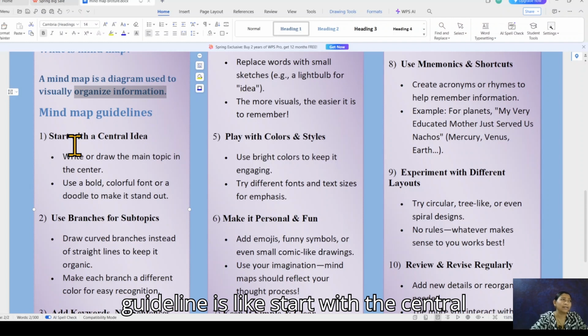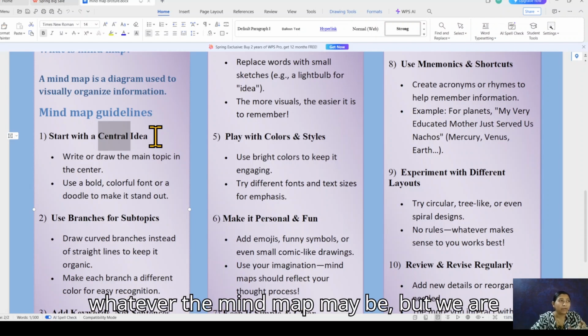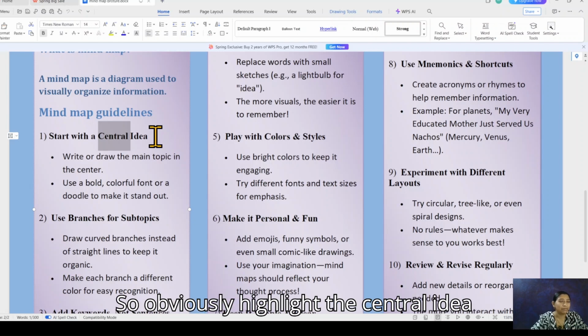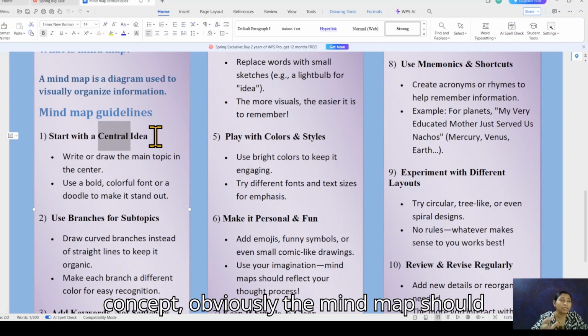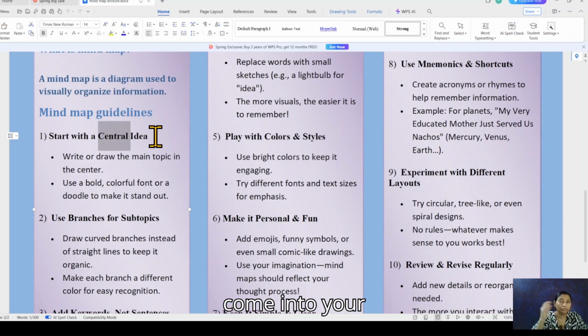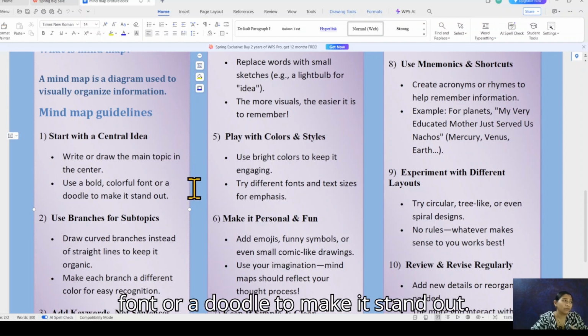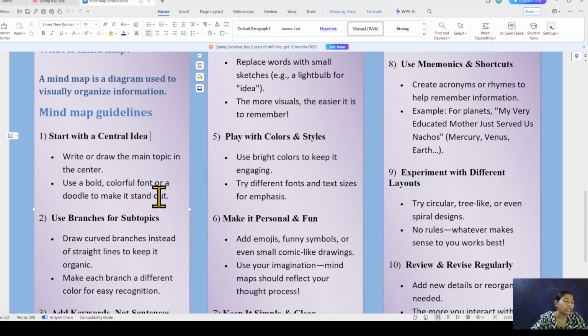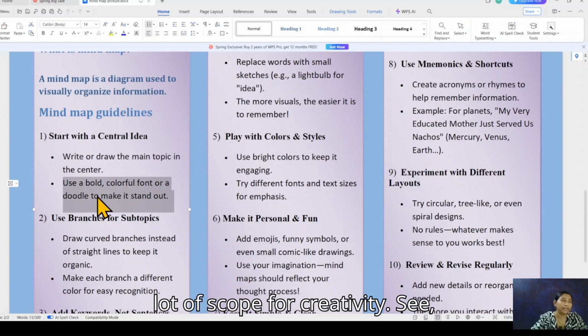The first guideline is to start with the central idea, obviously. Whatever the mind map may be, we are drawing it about some idea, right? So highlight the central idea so that whenever you think about that concept, the mind map comes into your imagination. Then write or draw the main topic in the center. Use a bold, colorful font or a doodle to make it stand out. And this point has a lot of scope for creativity.